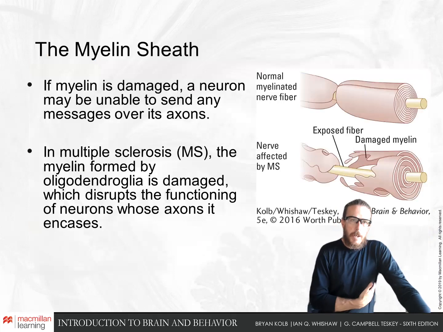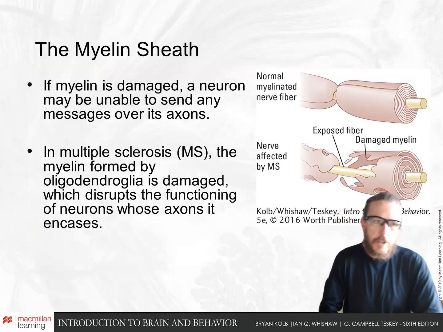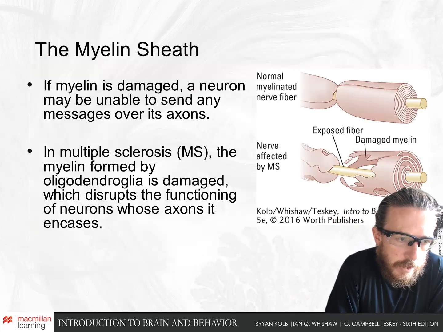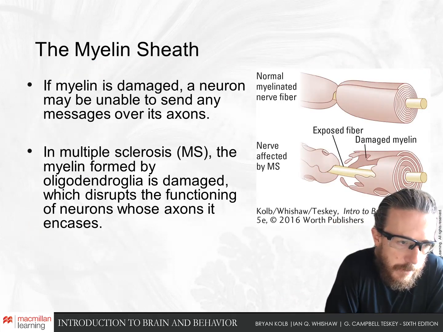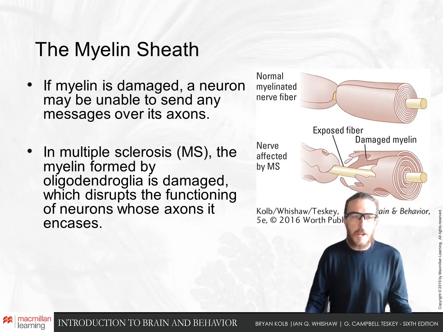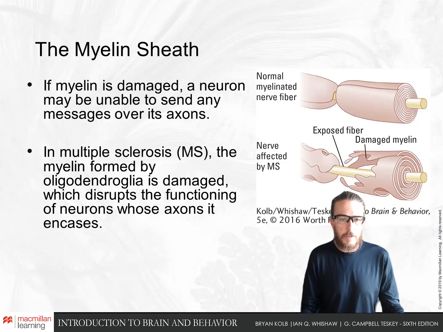If this myelin becomes damaged throughout our life or in disease, then the neuron has trouble transmitting information down the axons. Multiple sclerosis, or MS, is a degradation of the myelin formed by oligodendrocytes in the central nervous system. It disrupts the functioning of our neurons and leads to transmission problems out to the muscles of our body as well.